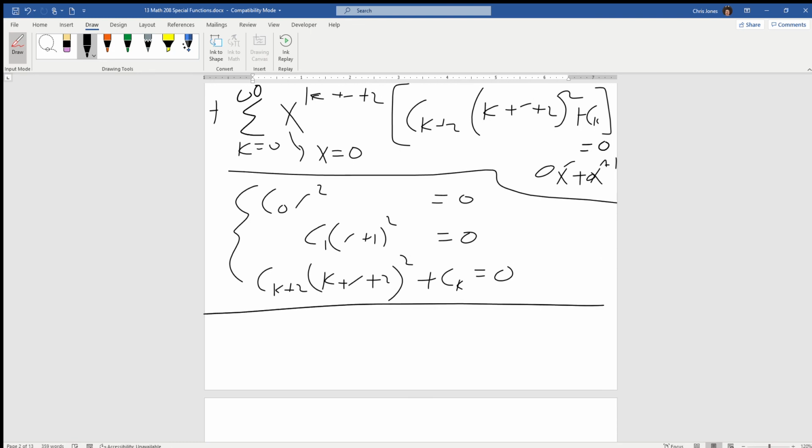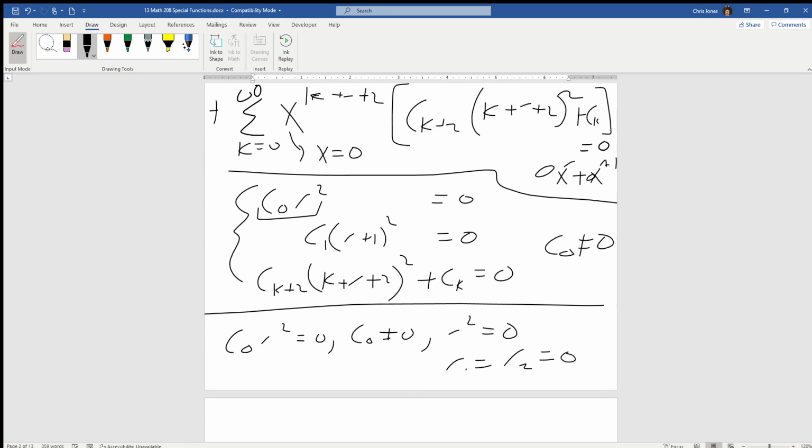All right, now we know that C naught can never be equal to 0. If it is equal to 0, then that's bad. Then we can't necessarily get a solution. All right. Remember, we get that indicial equation. All right. And what we're going to do is we're going to pick either C naught or C1 and try to solve it for R. And it's pretty clear that if C naught R squared equals 0 and C naught cannot equal 0, that means that R squared has to be equal to 0. Or we get the two roots, R1 equals R2 equals 0.